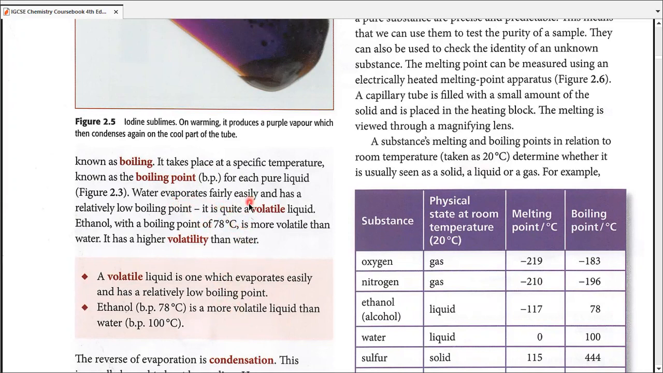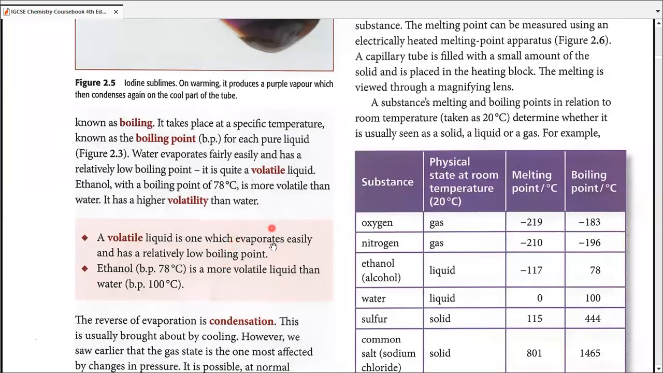Water evaporates fairly easily and has a relatively low boiling point. If a liquid has a low boiling point and it evaporates easily, we have a name for it: volatile liquid. Volatility is a property that can be compared for two different liquids. Ethanol has a boiling point of 78, water has a boiling point of 100. We can easily say ethanol is a more volatile liquid than water, which means having a lower boiling point, ethanol would be able to evaporate faster and easier than water. Make sense?